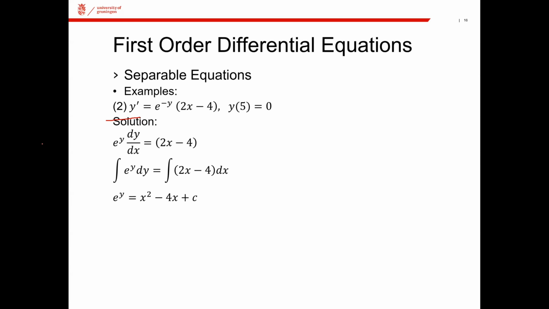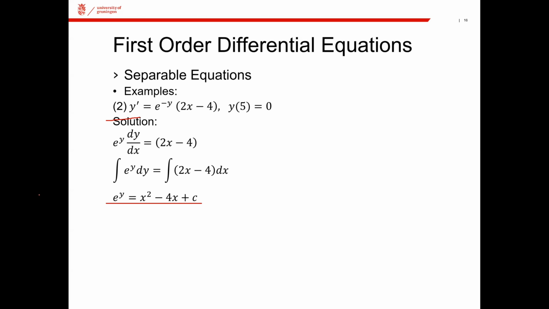And for the solution, similarly, we have to transform the original equation into the standard form. So basically, we move the function of y to the left side and the function of x to the right side. And then we just integrate on both sides and solve the integration, and then we will have the general solution. So this is the general solution.